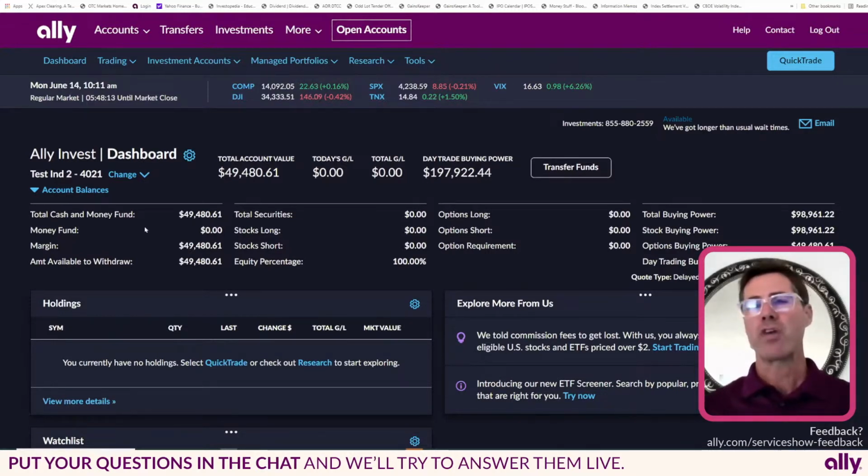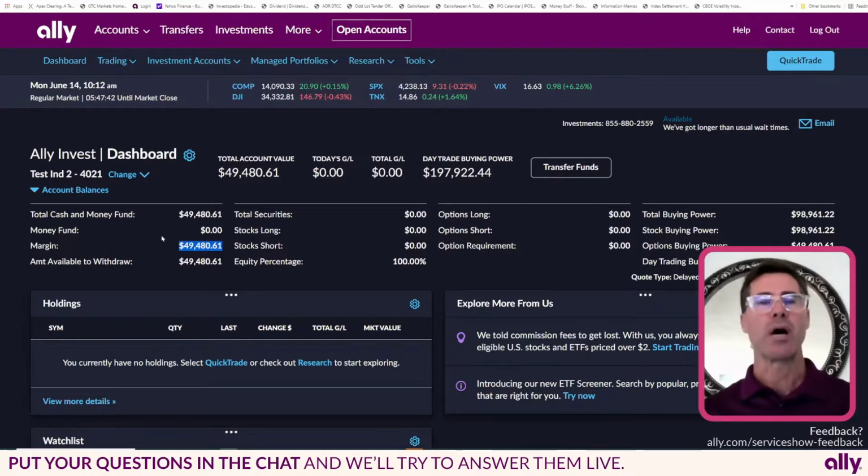So this account has no holdings in it. It's a test account with all cash of $49,000 and change. Now, it's a margin account, so that's why you see the money here on the margin line. Now, I skipped the money fund, but we do get some calls about this. What this means is money is moved from the margin account into the money fund as trades settle.